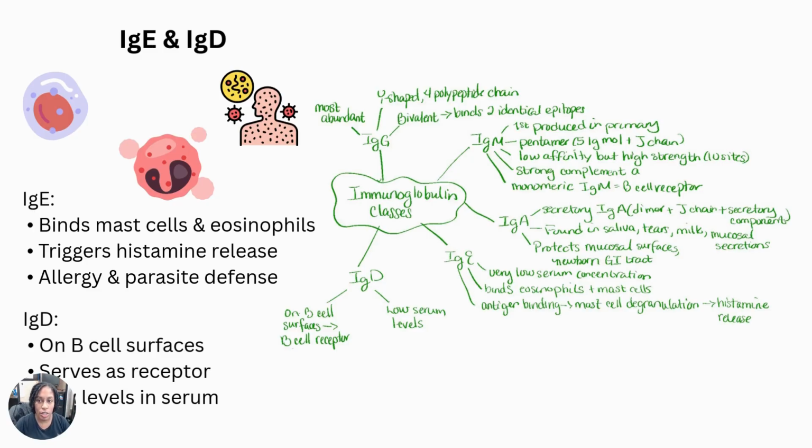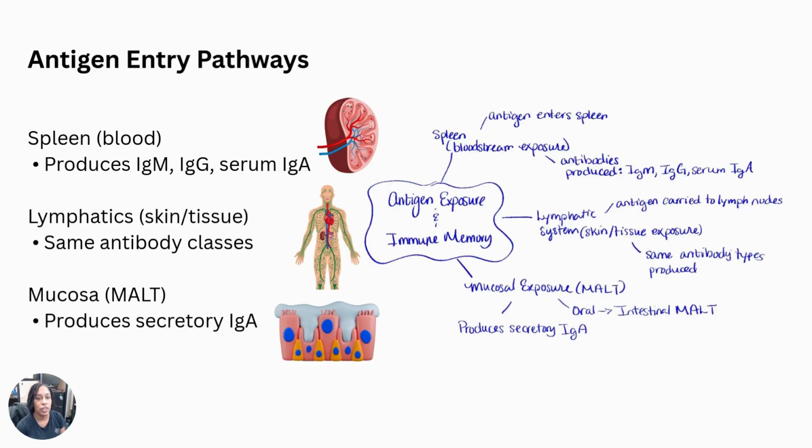So now let's connect antibody production to where antigens enter the body. So we have our micro mind map. Next topic is antigen exposure and immune memory. Stemming from that, we have the spleen, lymphatic system, and mucosal exposure. The location of the antigen entry determines where the immune response begins. Blood antigens go to the spleen, the tissue antigens to the lymphatic, and the mucosal antigens to MALT.